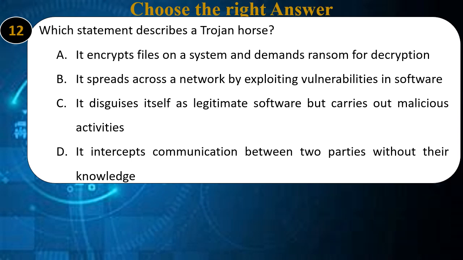Question number 12. Which statement describes a Trojan horse? A. It encrypts files on a system and demands ransom for decryption. B. It spreads across a network by exploiting vulnerabilities in software. C. It disguises itself as legitimate software, but carries out malicious activities. D. It intercepts communication between two parties without their knowledge.